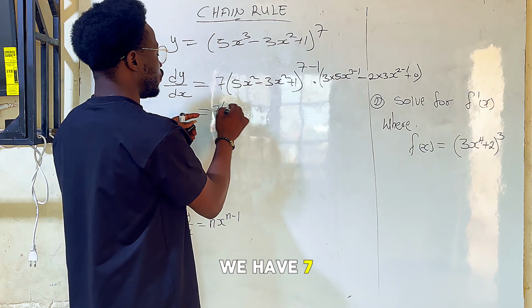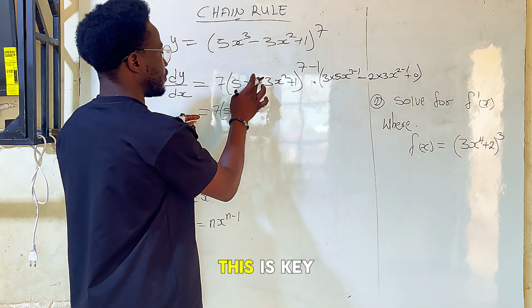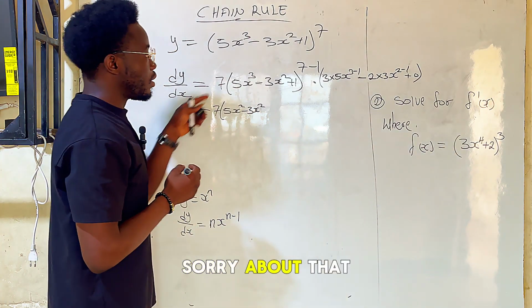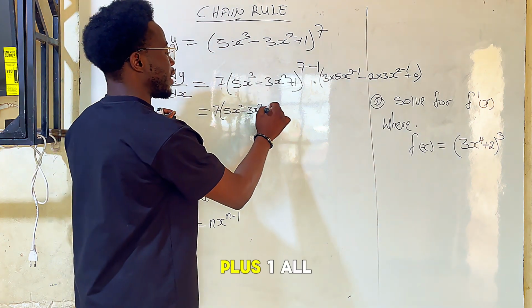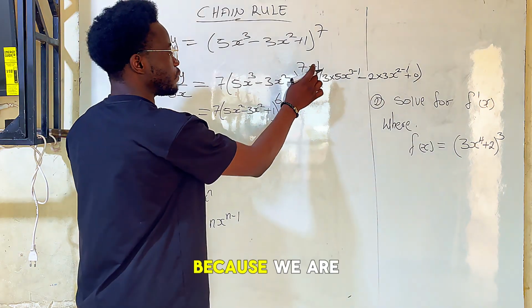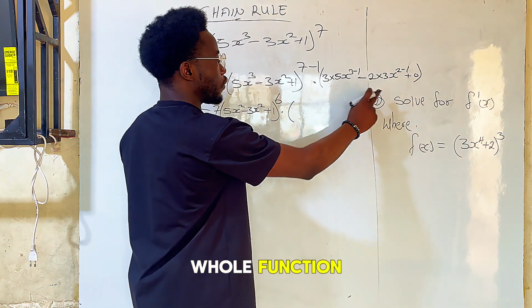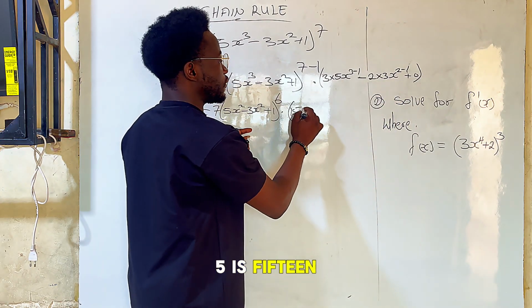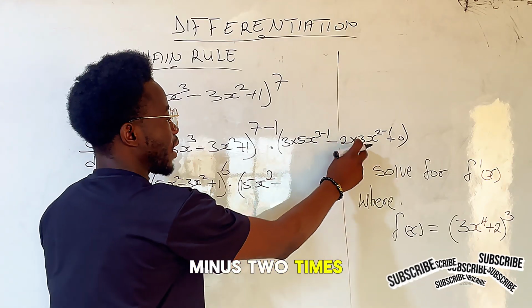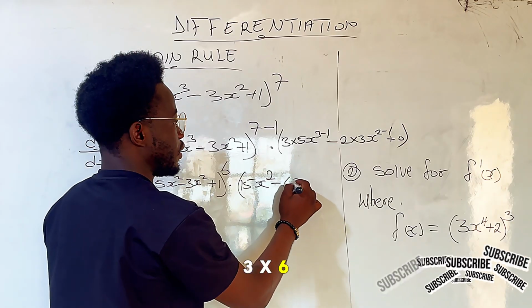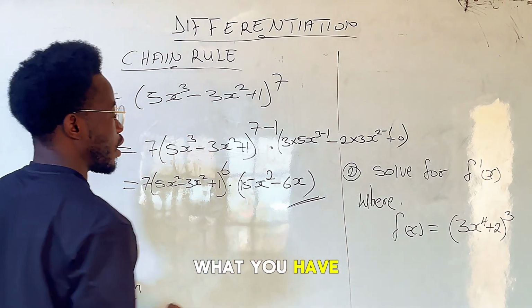So we have 7 bracket 5x cubed minus 3x squared plus 1, all exponent 6, because we are subtracting 1 from here. We are just maintaining what is inside the bracket. And this is multiplied by this whole function. So 3 times 5 is 15x exponent 3 minus 1, minus 2 times 3 is 6x exponent 1. And this is what you have for it.